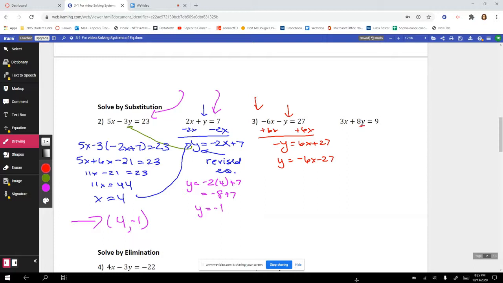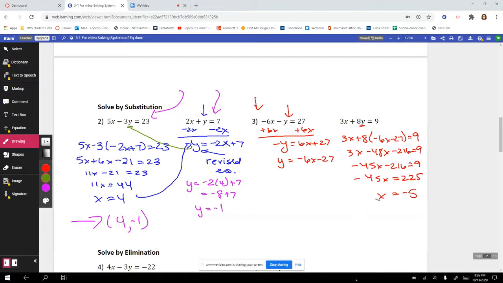Go into my other equation. I have 3x plus 8y. Now, everywhere I see y, I put negative 6x minus 27, is equal to 9. So I have 3x minus 48x minus 216 is equal to 9. Gives me negative 45x minus 216 is equal to 9. Negative 45x is equal to 225. And x is equal to negative 5.